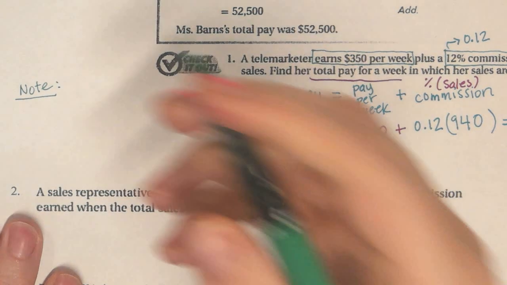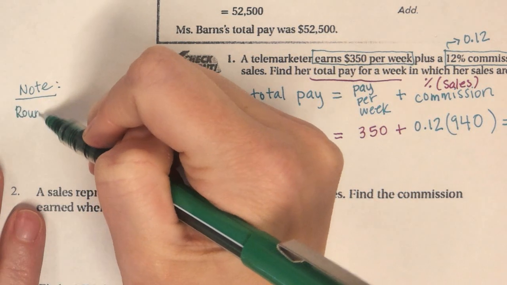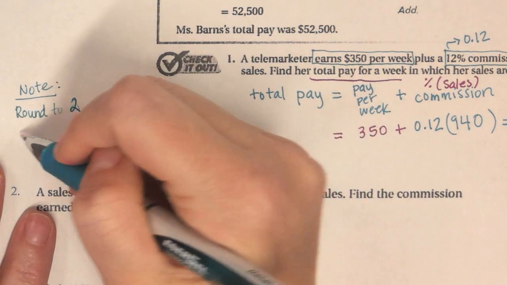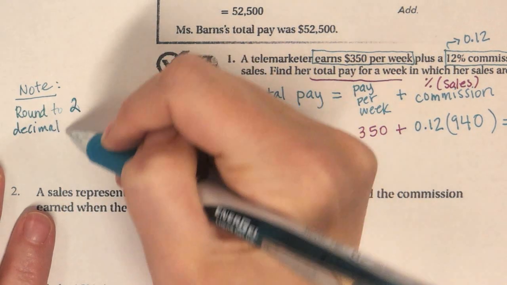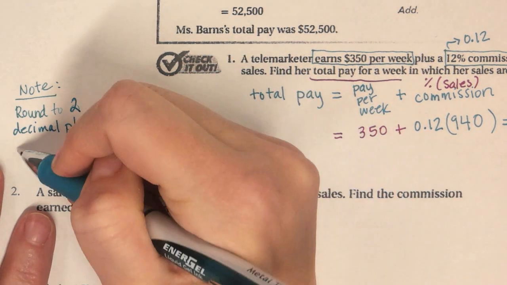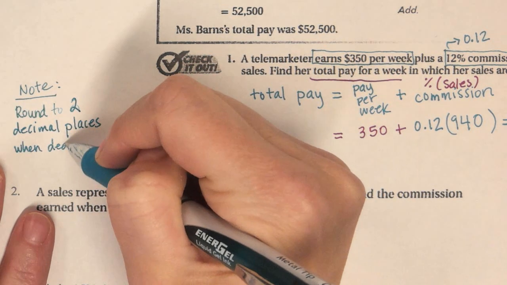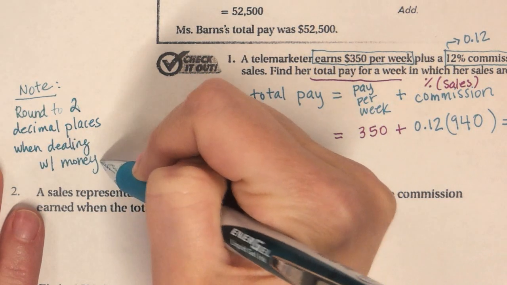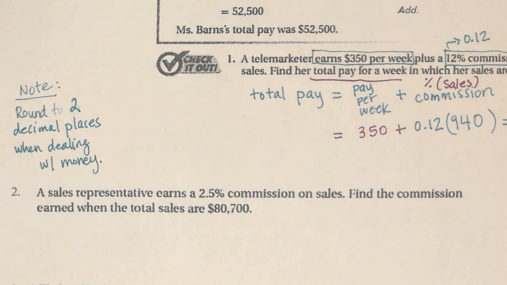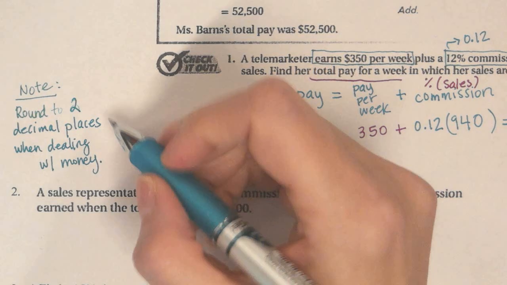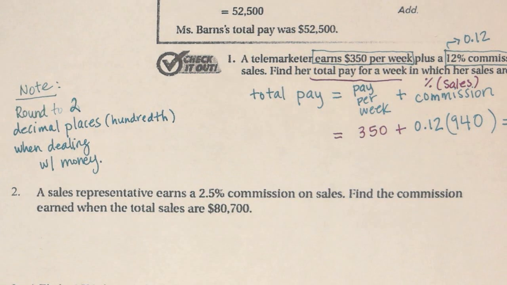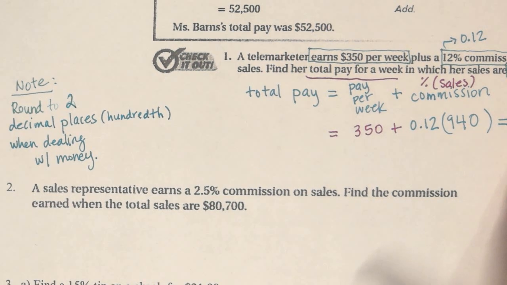Okay, so we're going to round to 2 decimal places when dealing with money. So you're going to do that no matter what. If the directions tell you what to round to, they will tell you to round to the nearest hundredth. If you need that reminder, you can put that there. Okay, but if they don't tell you, it's money.